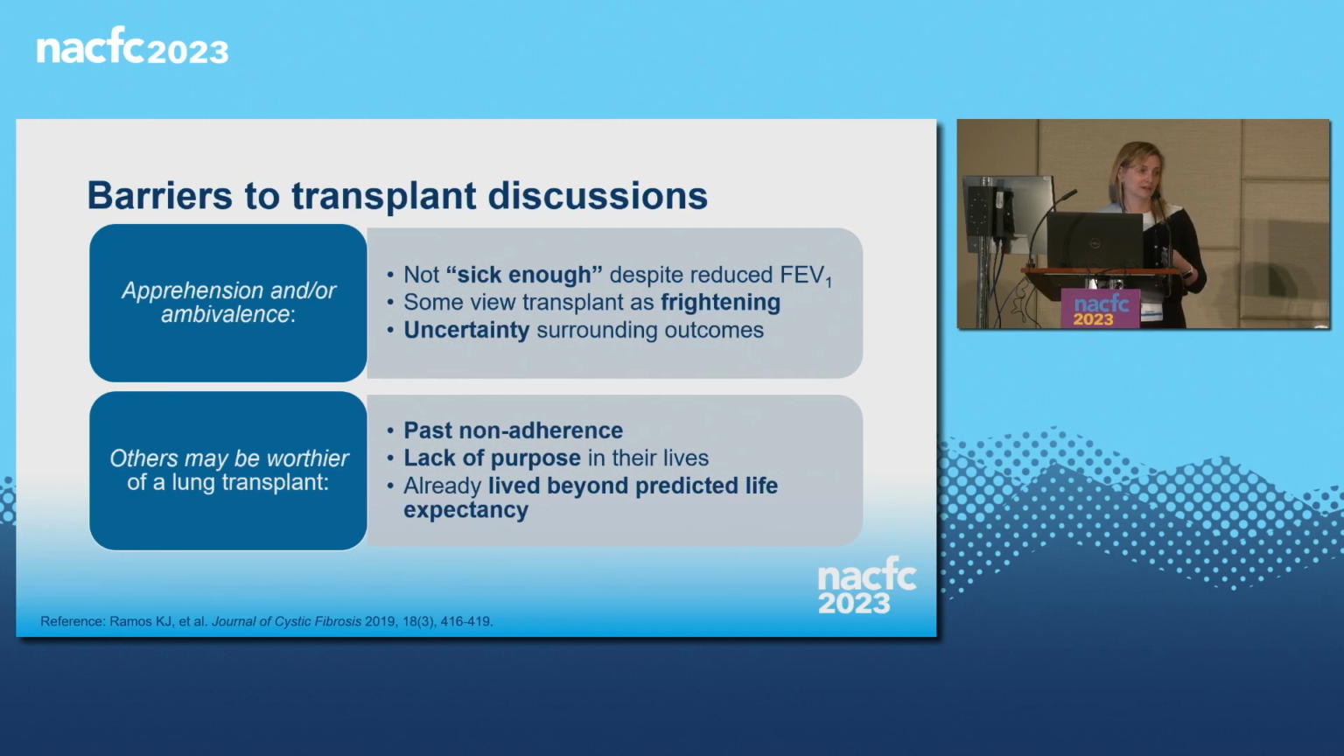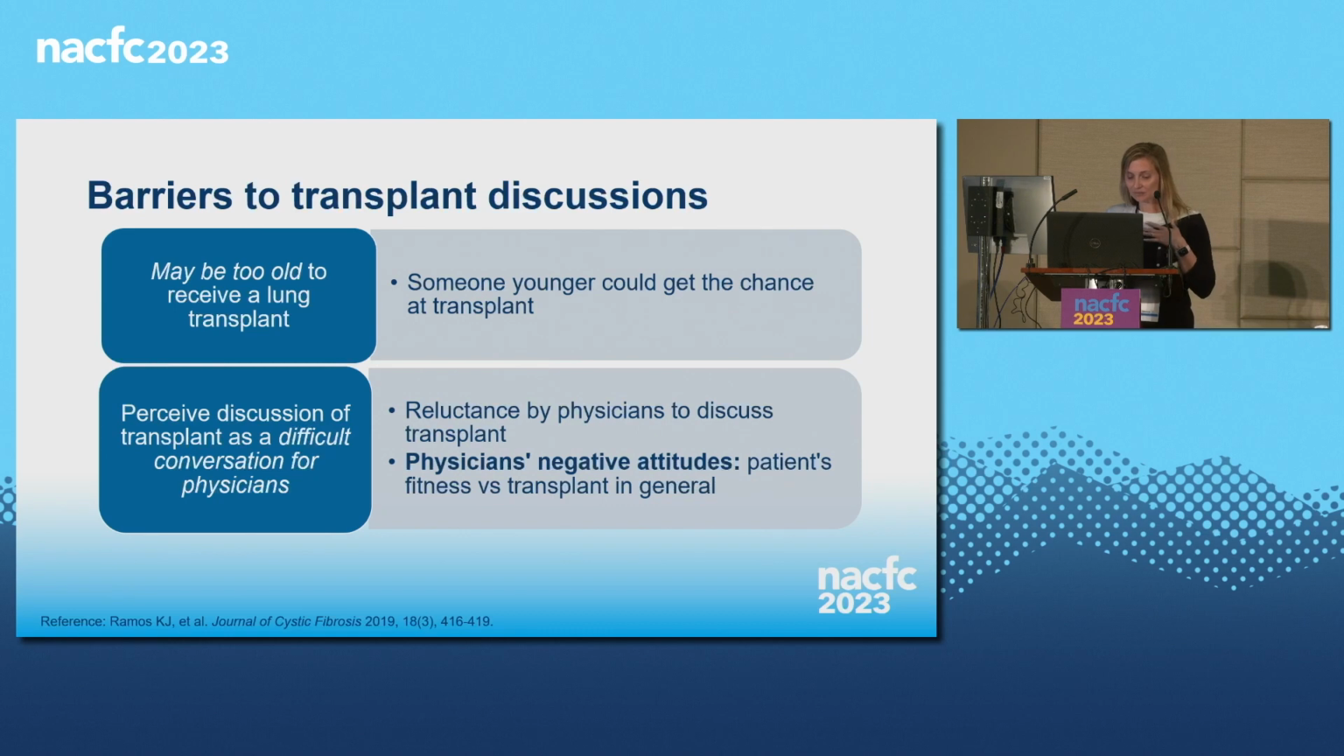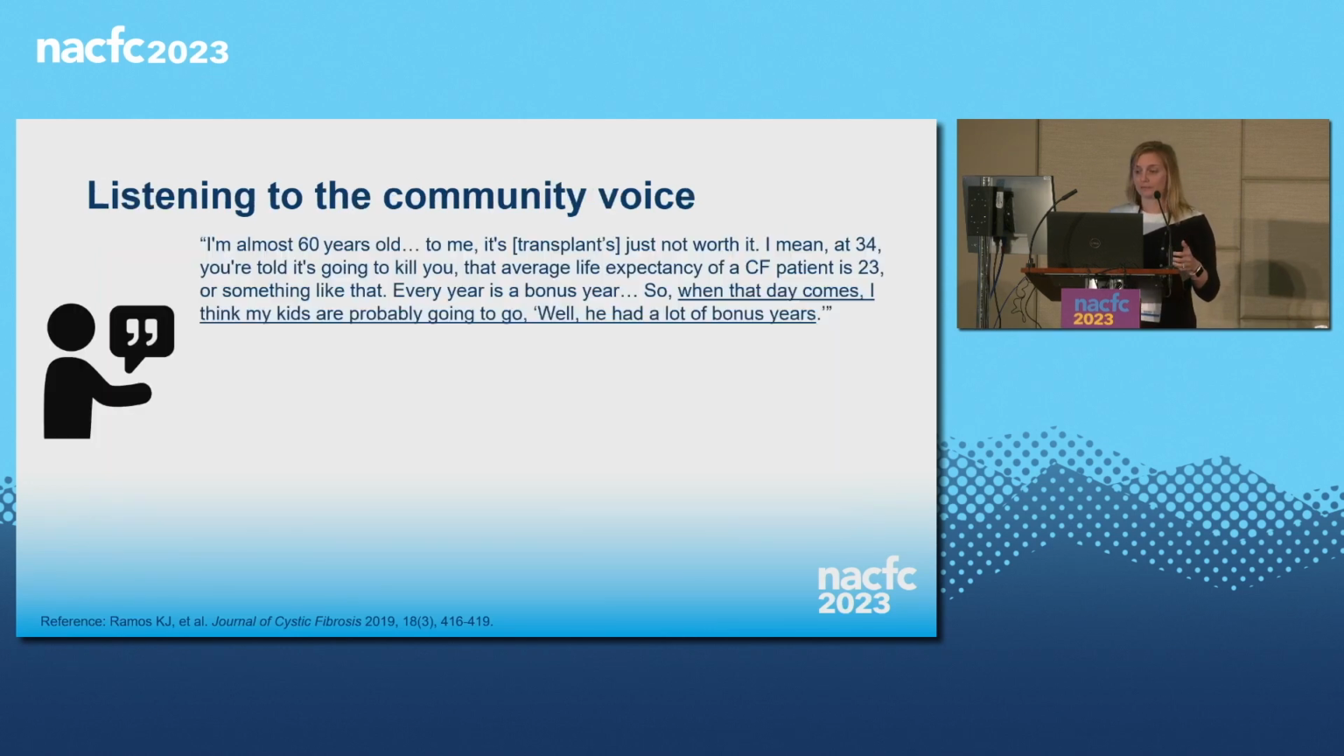And they've already lived beyond their predicted life expectancy. And so why go through this if they've already sort of beat the odds and outlived what they were told in the past? Some people with CF think that they may be too old to receive a lung transplant. And one person said, oh, let someone younger get the lungs. I've already lived a long time. And then people with CF may perceive the discussion of transplant as a difficult conversation for physicians, and they sense the reluctance by physicians to discuss transplant and then infer that physicians' negative attitudes could be either related to the patient's fitness for transplant or about transplant in general.